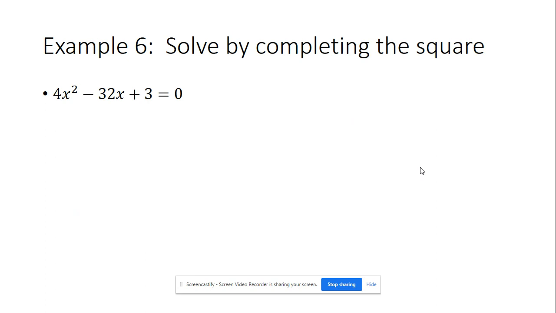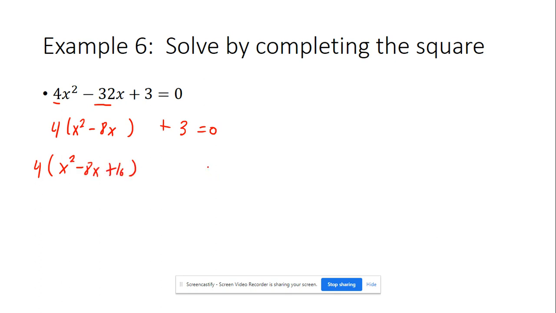Example 6. Same idea. I'm going to say it's a trickier question to complete the square for. So remember what we do is we want to be able to factor out the 4 out of the first two terms here. So it's going to be 4 x squared minus 8x. Okay, now complete the square inside the brackets. So half of negative 8 is negative 4, squared is 16.